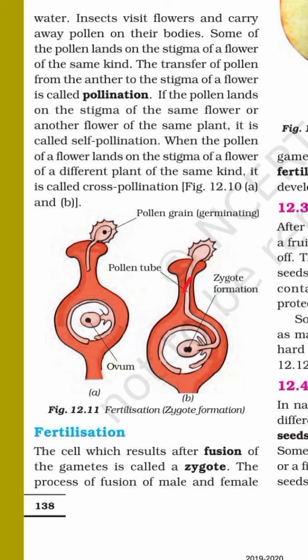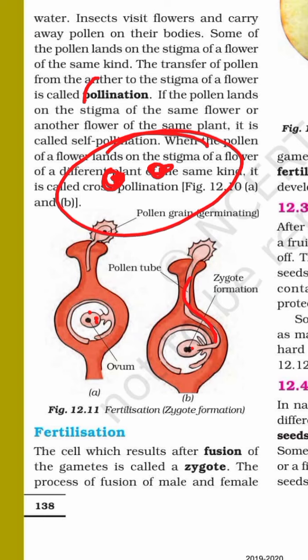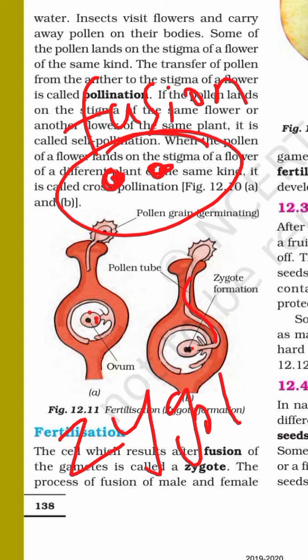Here it forms a pollen tube. Here itself one ovum is present. So the pollen grain reacts with the ovum. One pollen grain, one ovum. They will react, they will do the fusion. Fusion means mixing together, and they will form a zygote.